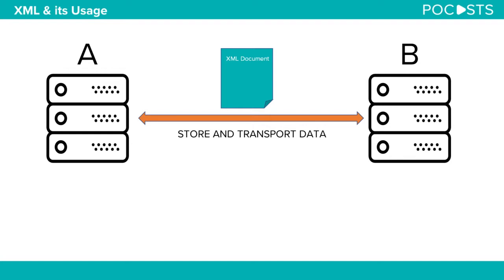As system B is aware that system A is going to send the data in XML, it opens the XML document, reads it, and then understands it. Similarly, system B can pass over different data using the same XML format, and then system A understands what system B has sent over. This is how system A and system B can communicate with a common language, that is an XML language.